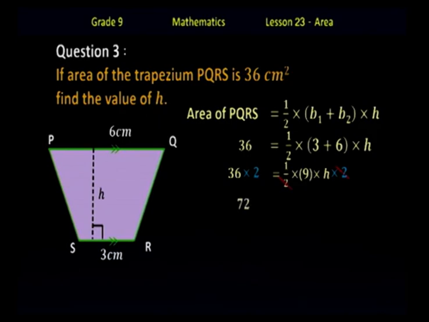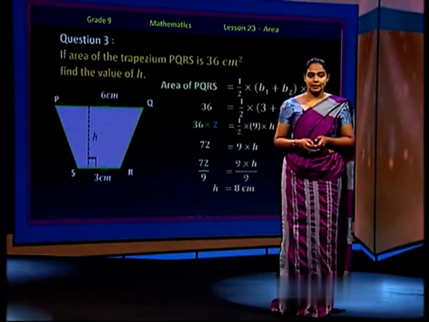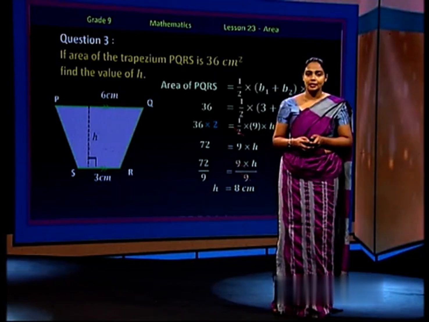72. 72 is equal to 9 into h. Now you should divide both sides by 9. Then the answer h is 72 divided by 9, 8 centimeters. Then using the area of the trapezium, we found the perpendicular height between two parallel sides. You should have the ability to find out answers using the correct method. If you have the knowledge, you can do it.